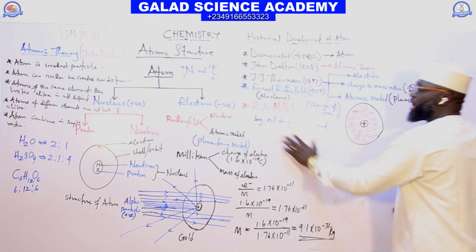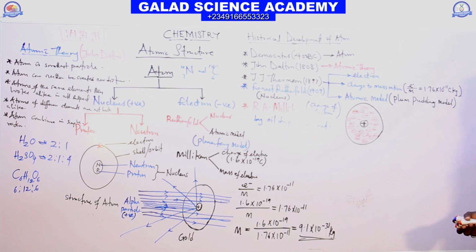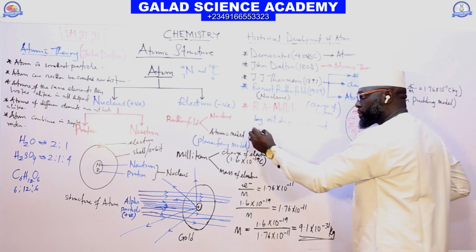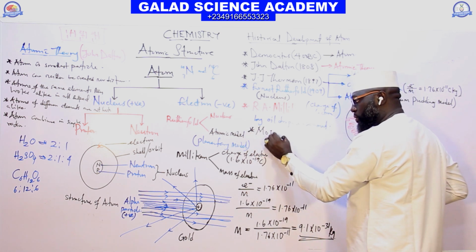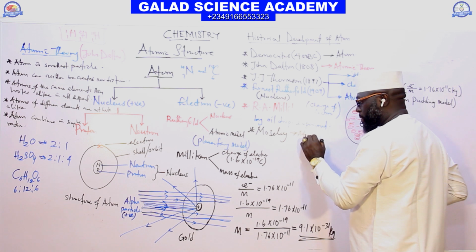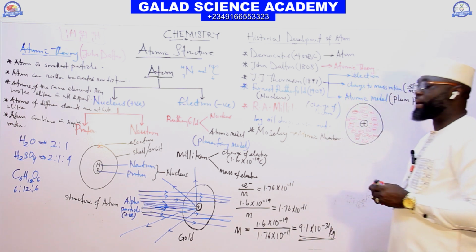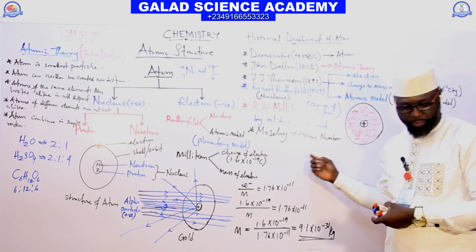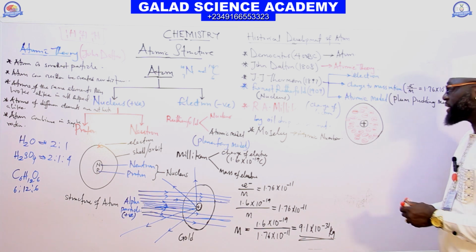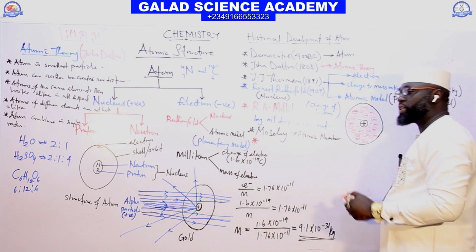So the next scientist after Robert Millikan that we need to check now is Moseley. He discovered the atomic number. So the atomic number of an atom was discovered by Moseley. He is the scientist that discovered the atomic number.